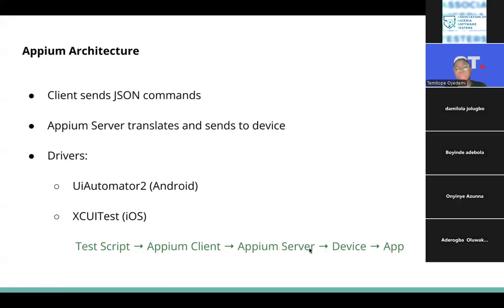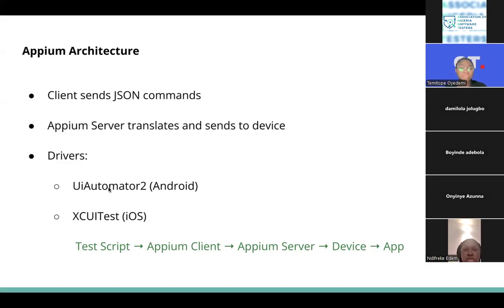So you have the Appium server, you have your device, which can be a simulator or a normal physical device. And then you have the application which you want to test. Your application is usually always within the device, and then we have the test script, right?